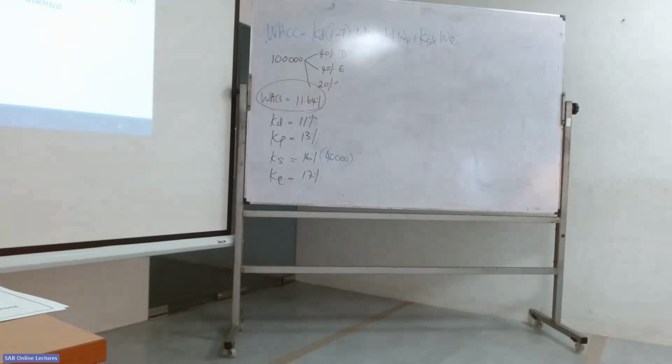Additional 100,000. Total capital increase from 100,000 to 200,000. Compute the weighted average cost of capital at which they can raise this amount.